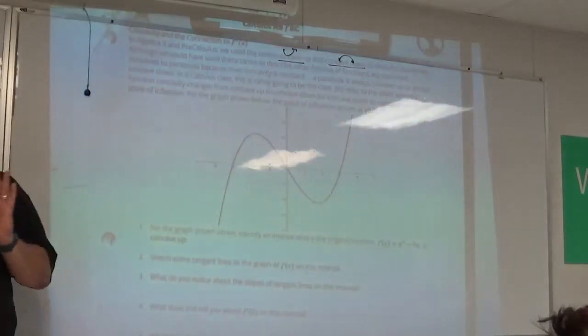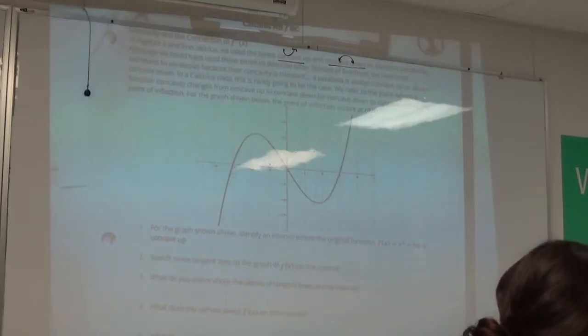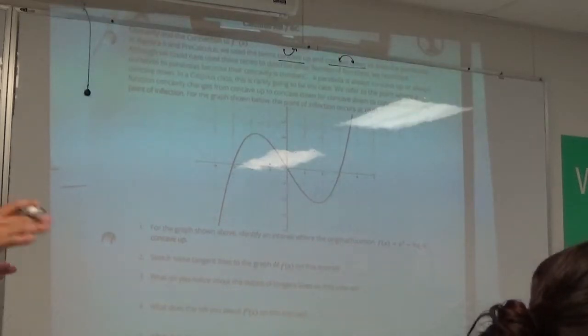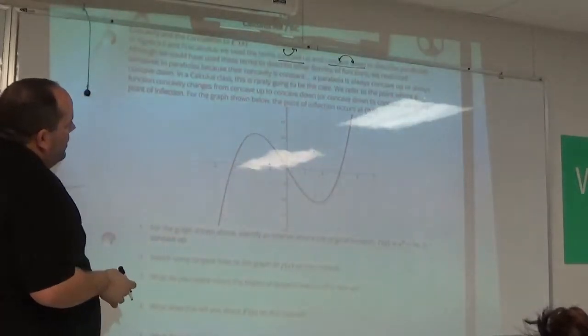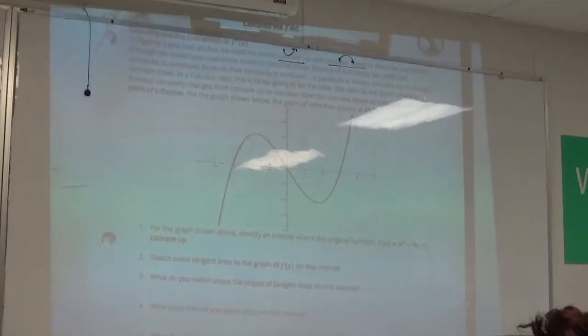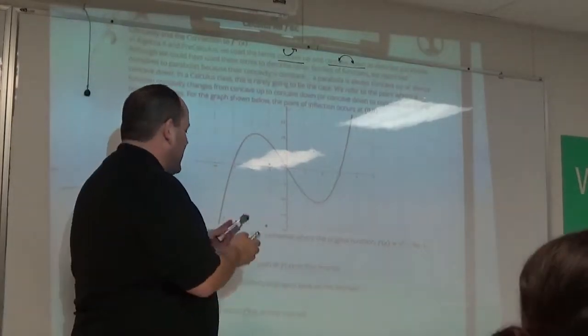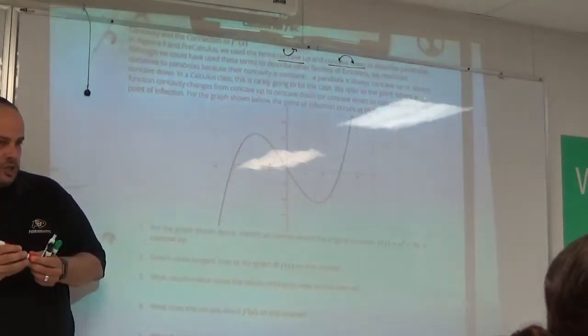But you only ever talked about concavity in the world of parabolas. Your brains were not ready to have these conversations about concavity with other functions. They are now. Although we could have used these terms to describe other families of functions, we've restricted ourselves to parabolas because their concavity is the same. A parabola has one type of concavity all the time. Graphs that have a change in their concavity, where the change happens, we call the point of inflection.